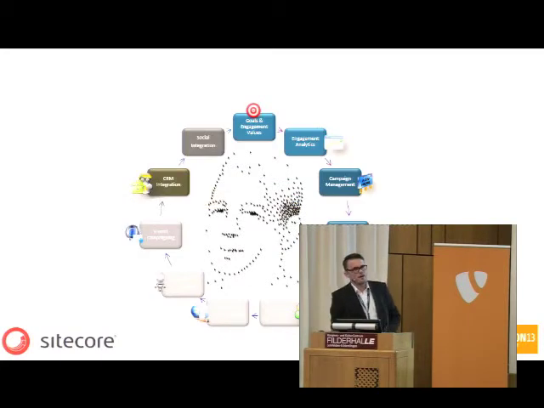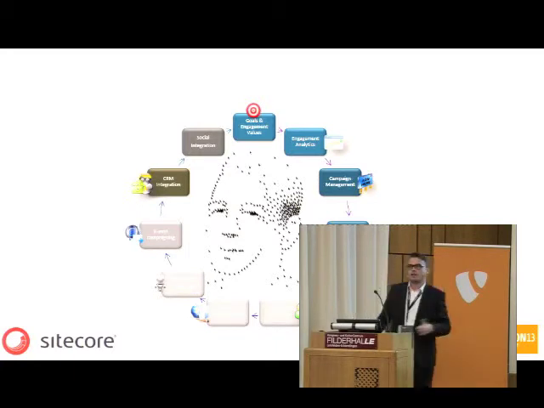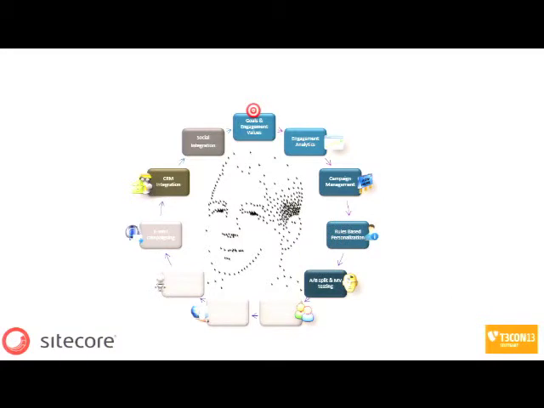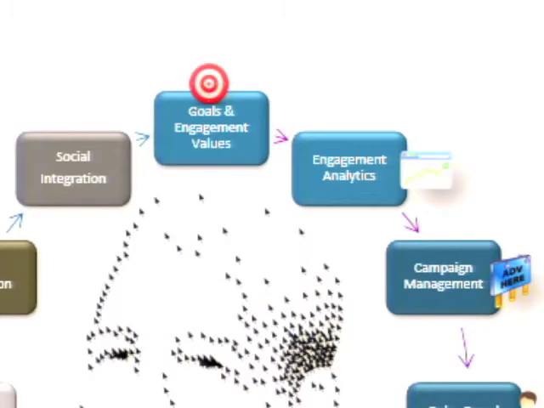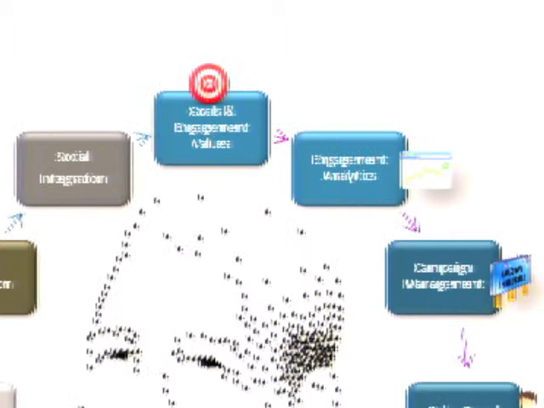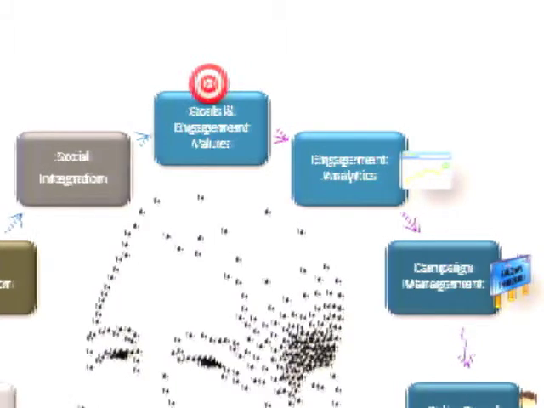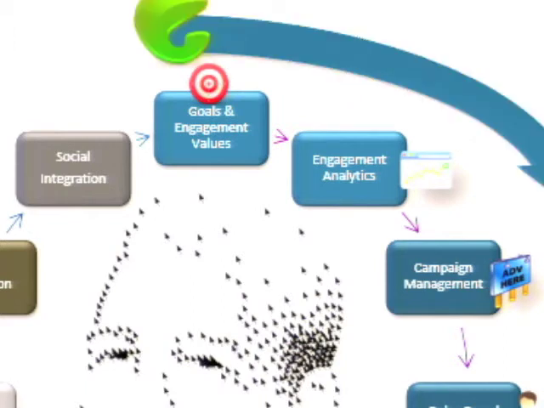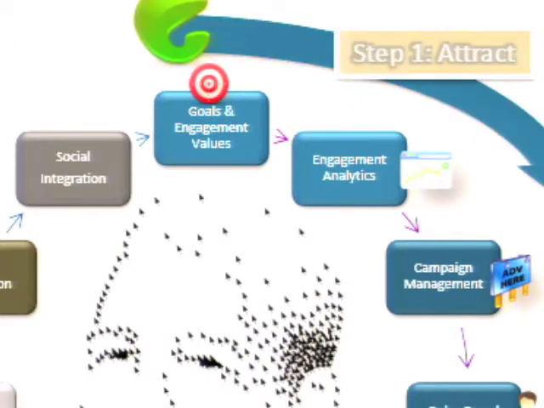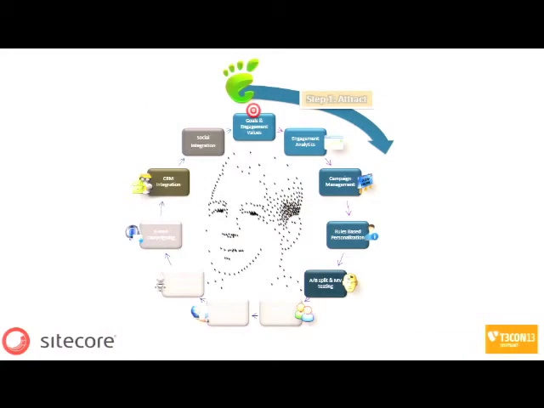And here I want to show you some tools from our system to identify the anonymous visitor on your website. For example, we have the goal technique with engagement values, so you can use this if your visitor has filled out a form or has paid for a product on your online shop. And we have different tools on the right side, and the first section is called Attract. These tools are the low-hanging fruits in Sitecore.